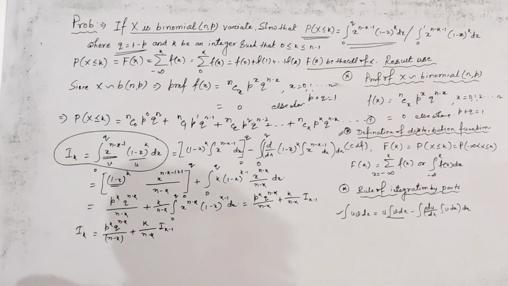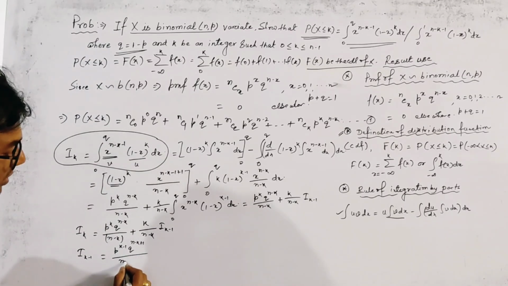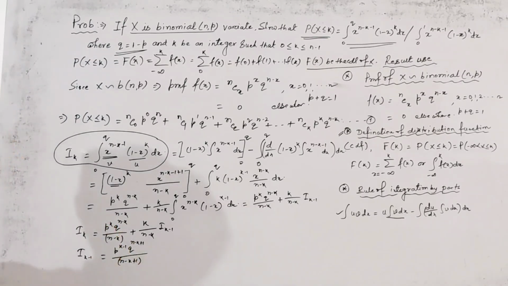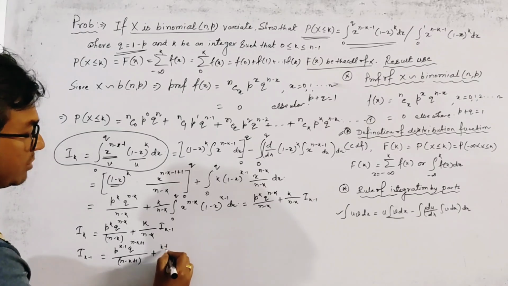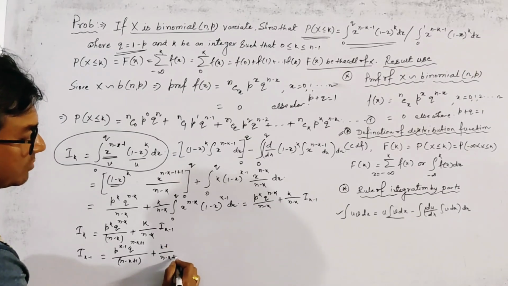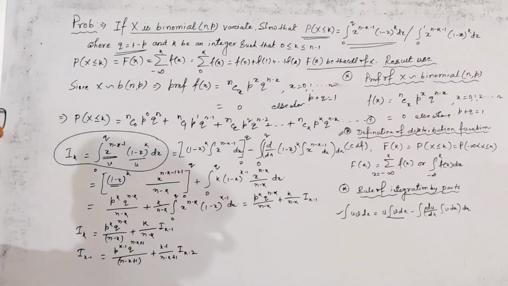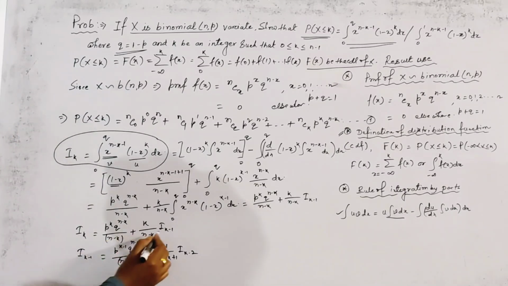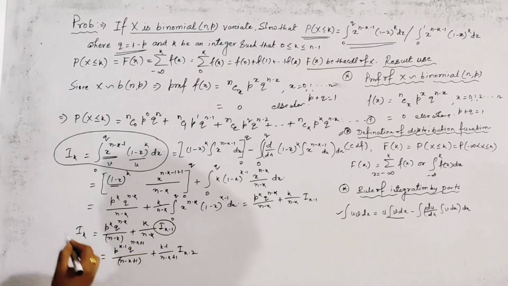Okay, and from here we get I_{k-1}, which is given by p to the power k minus 1 q to the power n minus k plus 1 by n minus k plus 1. Here we put k minus 1 in place of k. Okay, plus k minus 1 by n minus k plus 1 into I_{k-2}, and we put the value of I_{k-1} from here.